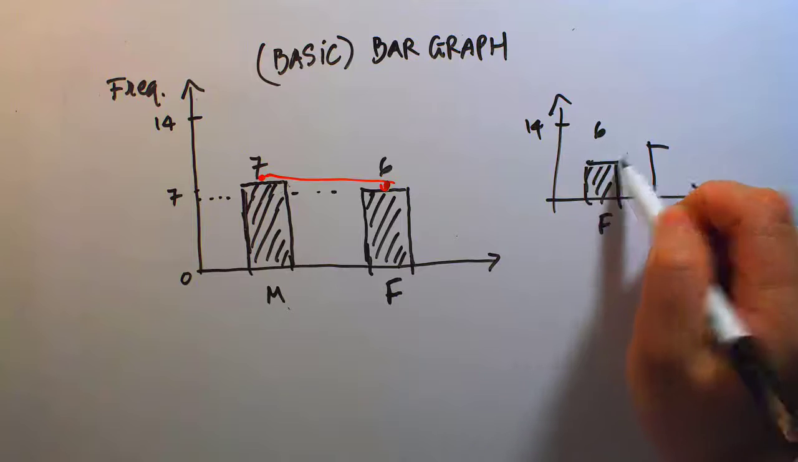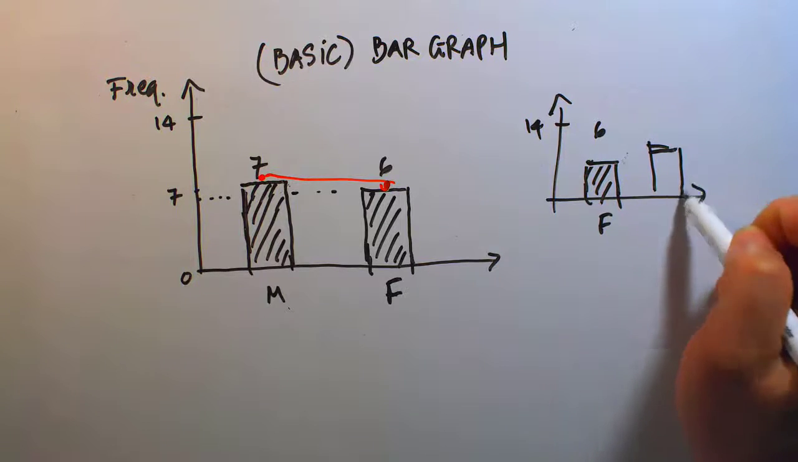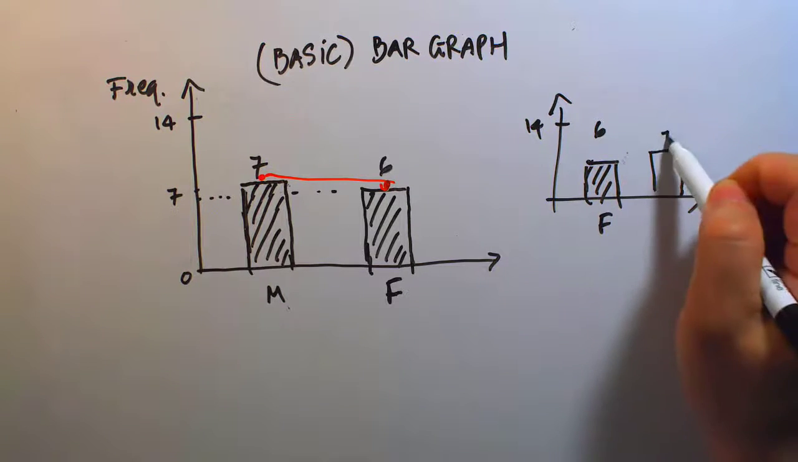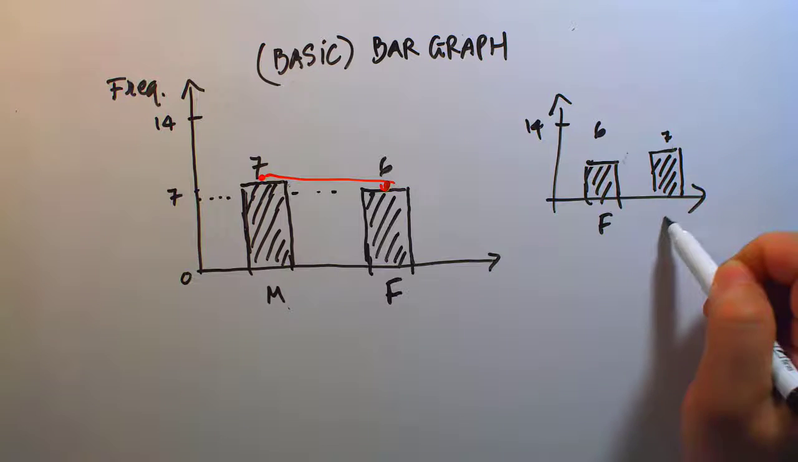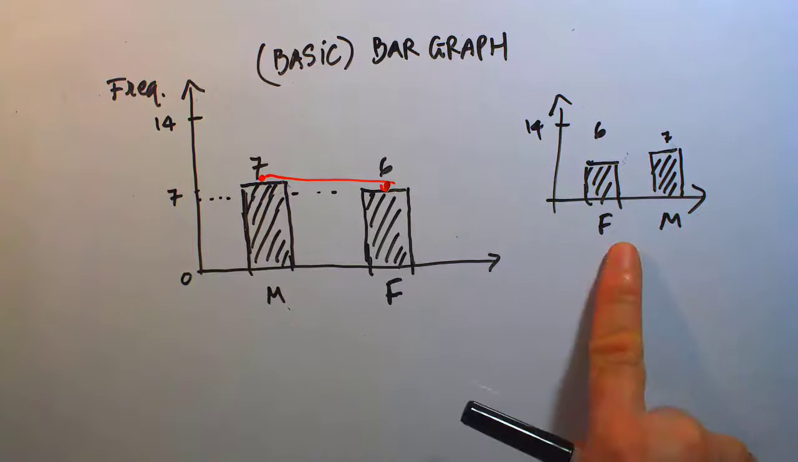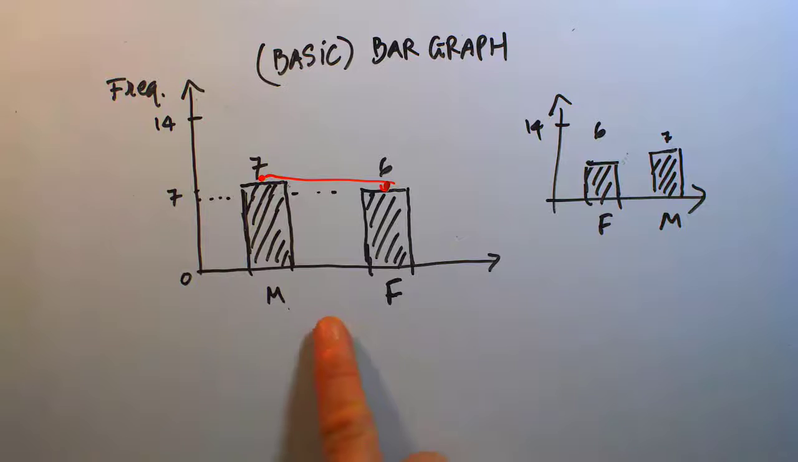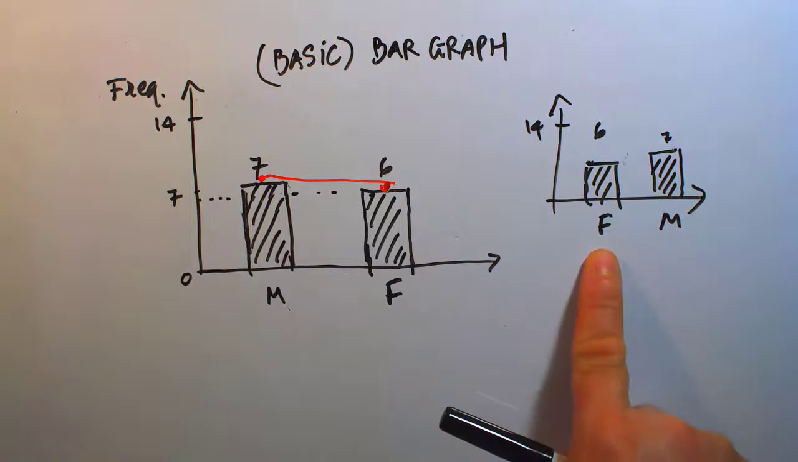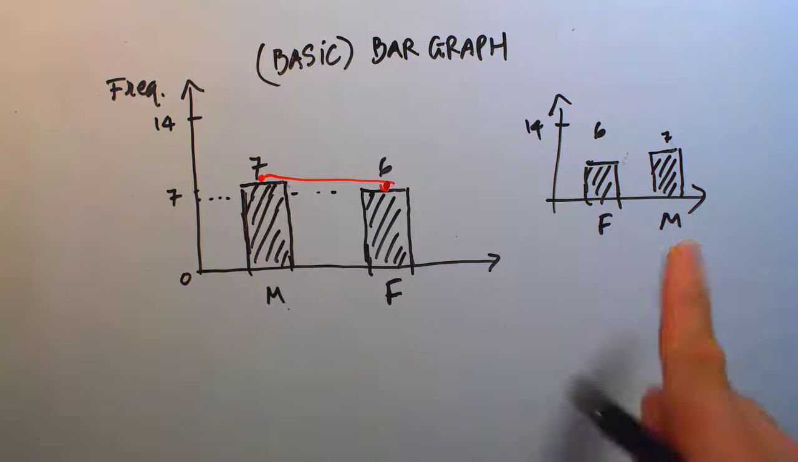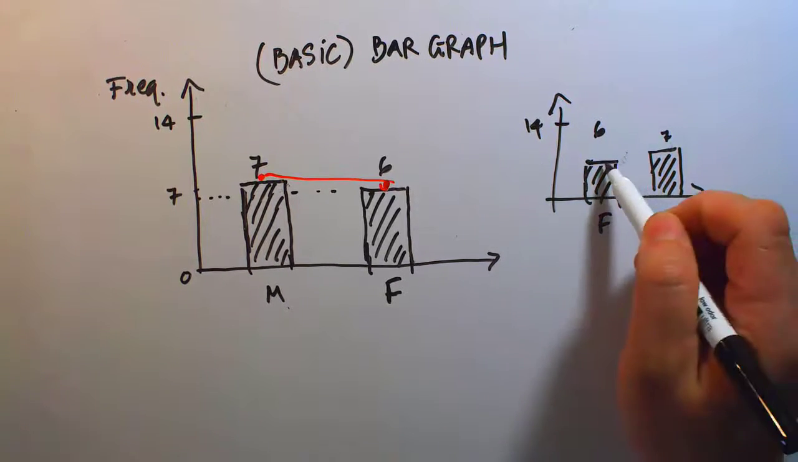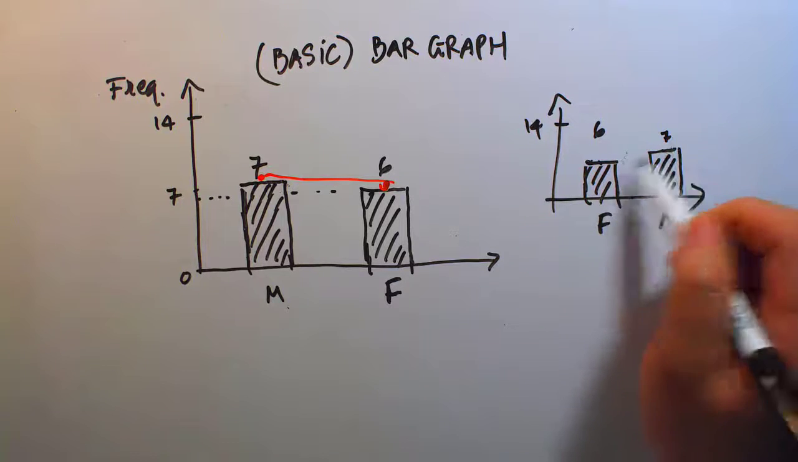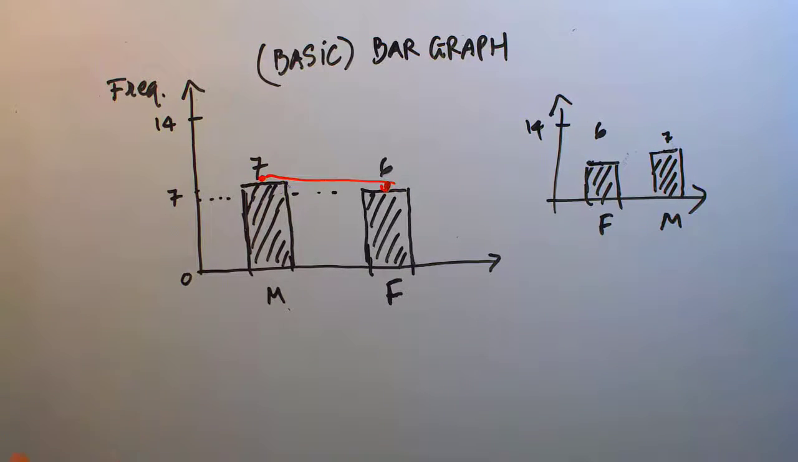I made my 6 a little too high, and my male bar is here being 7. Remember what we've learned regarding categorical data: they have no ordering. So you can put male first on your horizontal axis, then female, or female first, then male. It makes no difference. It's simply to compare between the two categories, which one looks higher, which one seems to have the higher count. That's all the basic bar graph serves as a purpose.